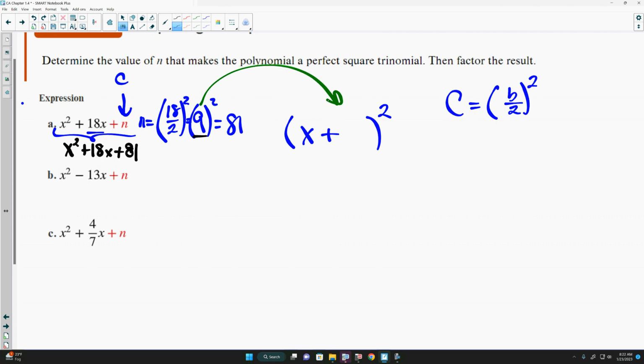So since we have positive 9, this is going to be x plus 9 squared. That's how it factors. This is also why I suggest to not just plug parentheses 18 over 2, close parentheses squared, hit enter, because simplifying the 18 over 2 will help us figure out what goes inside the parentheses. Now let's look at the next one.